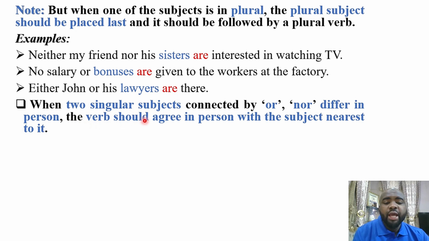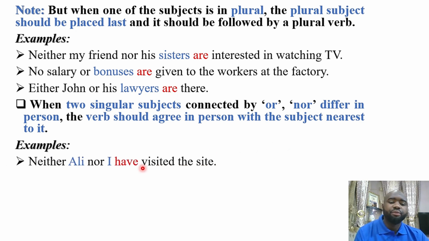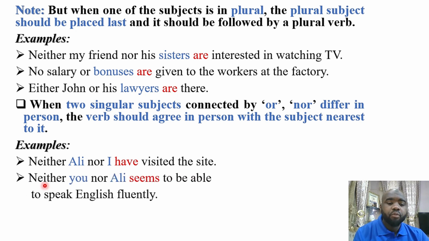Now, when two singular subjects connected by or, nor differ in person, the verb should agree in person with the subject nearest to it. For example, neither Ali nor I have visited the site. See, the verb will agree with the noun nearest to it. Alright? When two singular subjects are used like this, Ali nor I, the verb should agree with the subject nearest to it, right? Neither you nor Ali seems to be able to speak English fluently. Ali here is third person singular, that's why we have seems, the verb with what? An S. Present singular verb with S for third person singular.